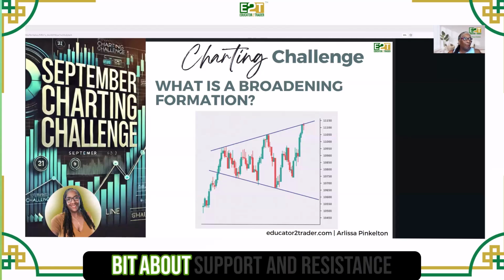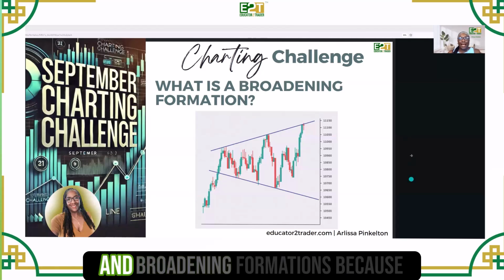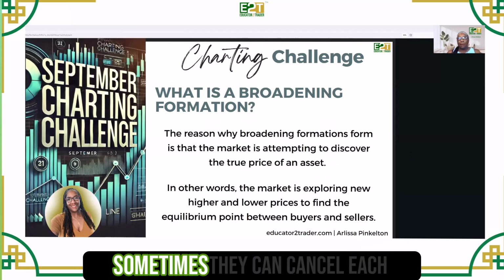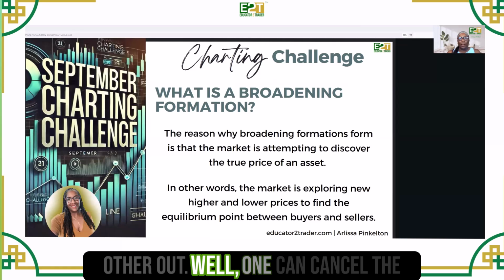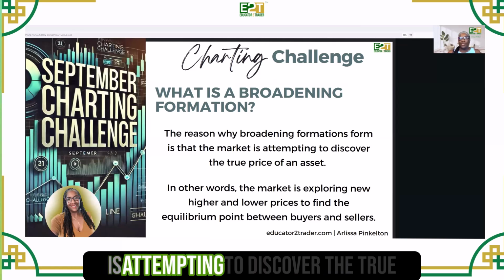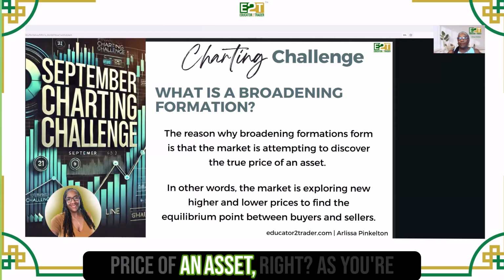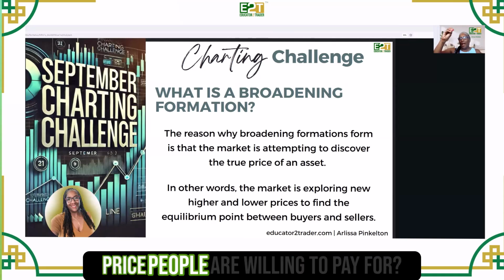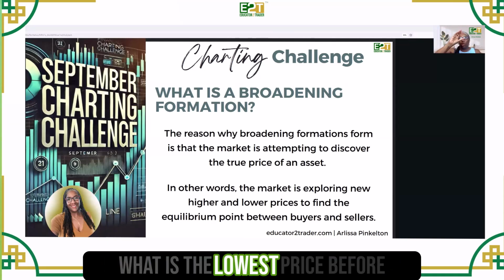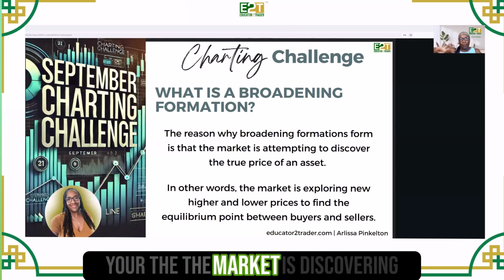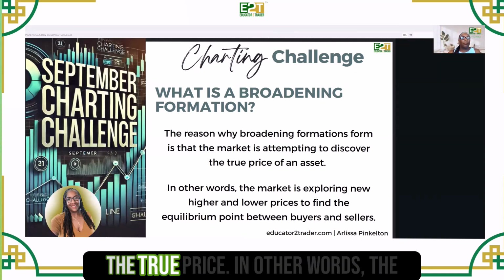I'm going to talk to you a little bit about support and resistance and broadening formations, because they can work hand in hand, but sometimes one can cancel the other out. The reason broadening formations form is that the market is attempting to discover the true price of an asset, right? As you're figuring out what is the highest price people are willing to pay for it, and what is the lowest price before people start buying it up. That's what the market is discovering, the true price.